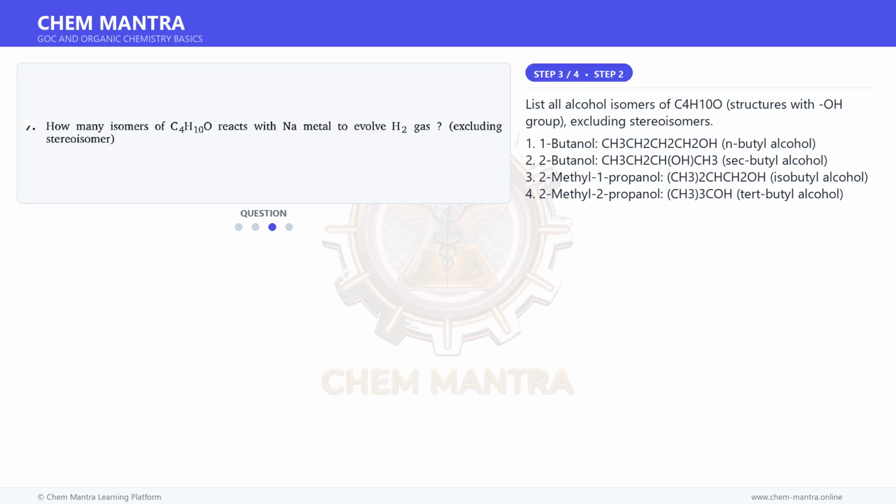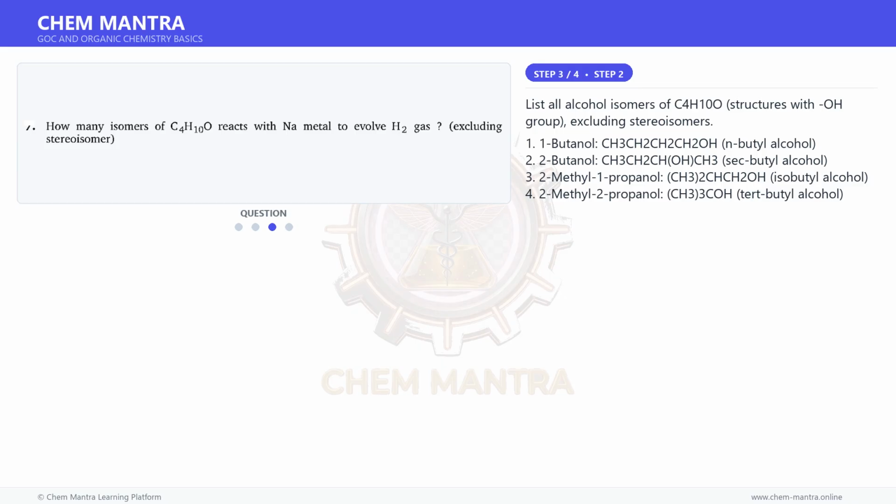List all alcohol isomers of C4H10O, structures with OH group, excluding stereoisomers. 1, 1-butanol, CH3CH2CH2CH2OH, n-butyl alcohol. 2, 2-butanol, CH3CH2CH(OH)CH3, sec-butyl alcohol.